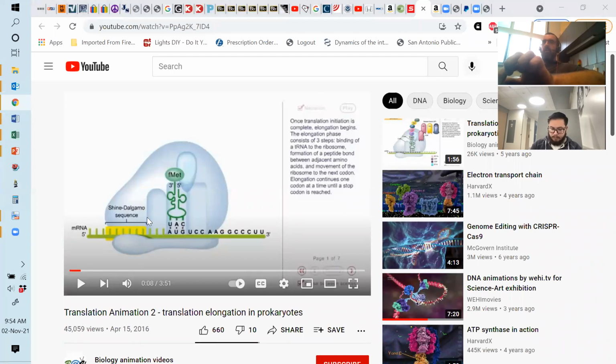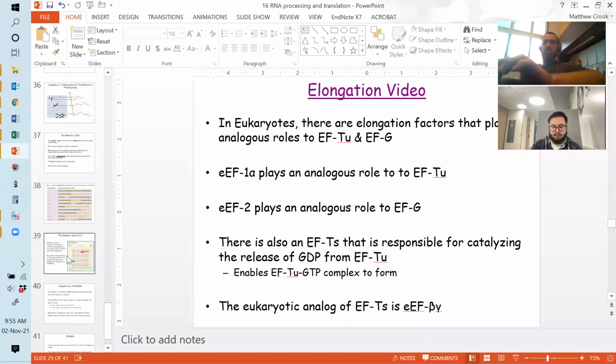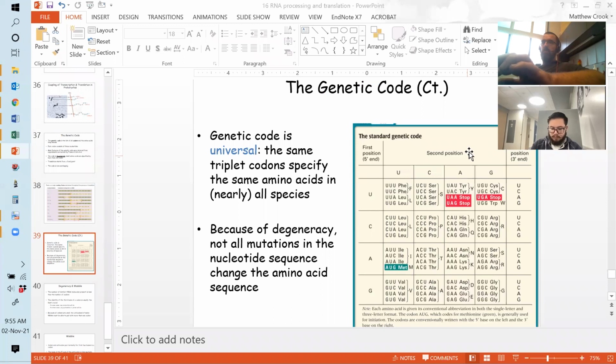So this is after initiation has kind of completed, right? Here's that Shine-Dalgarno sequence just upstream of the start codon. Now we have an empty A site, and in that A site we have a UCC codon, which I think codes for serine from memory. Let me just double check. UCC, there you go, that codes for serine.